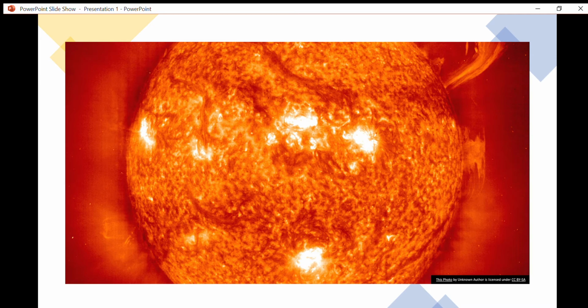So there is another zone which is beneath the convective zone, which is called the radiative zone. It's deep beneath the convective zone. It's very dense, it's very hot, and energy travels through this part of the sun as radiation.